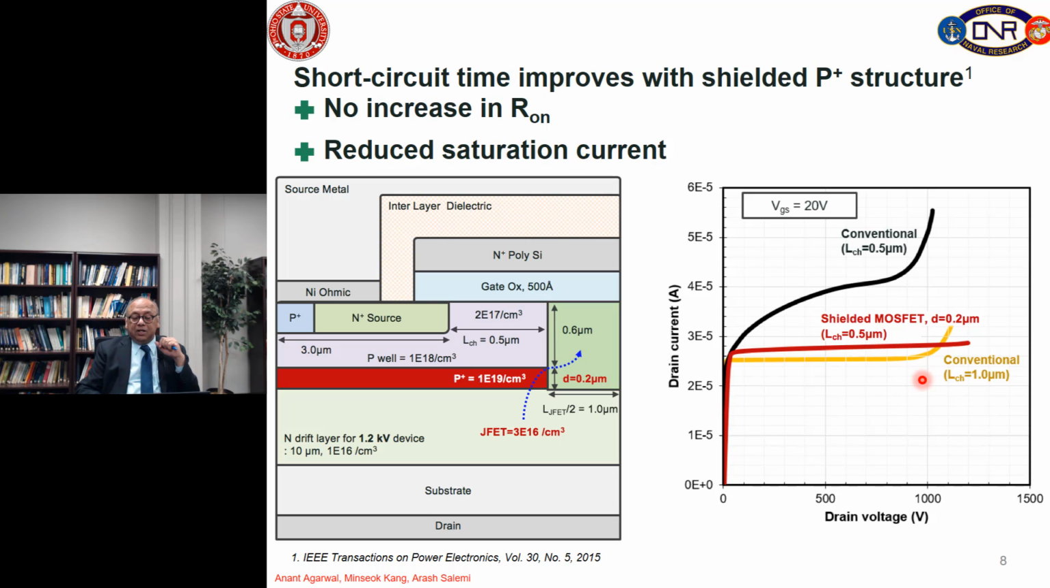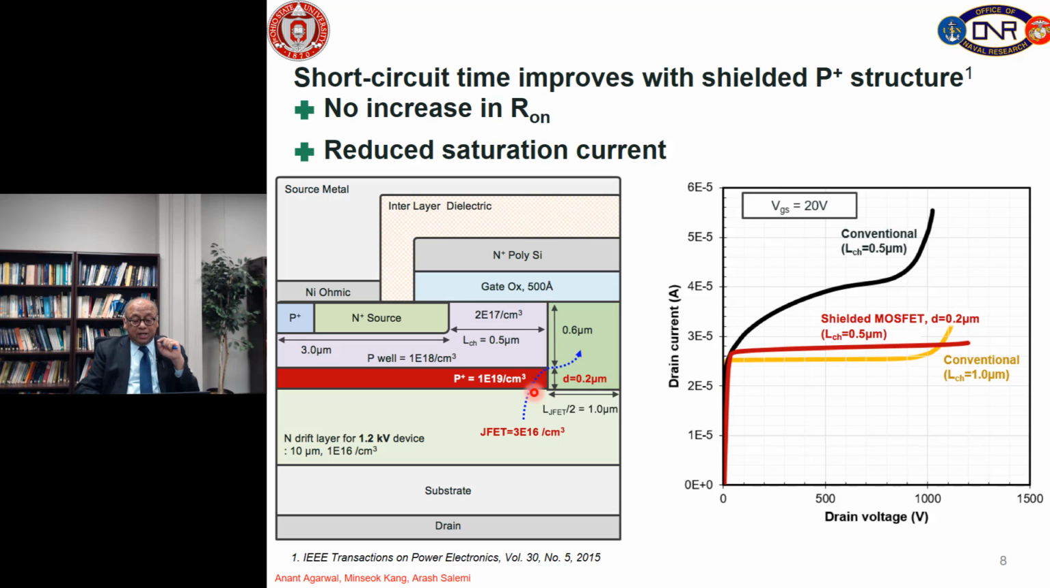Compare that current now with conventional channel length of 1 micron without the P plus shielding, and you can see we can get to the same point with half a micron channel length in a shielded MOSFET. So, all we have to do is keep your channel length at half a micron and put this P plus shielding here.